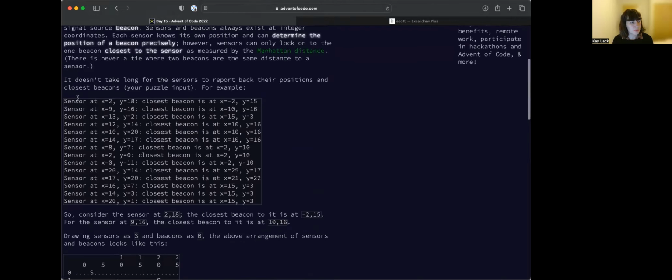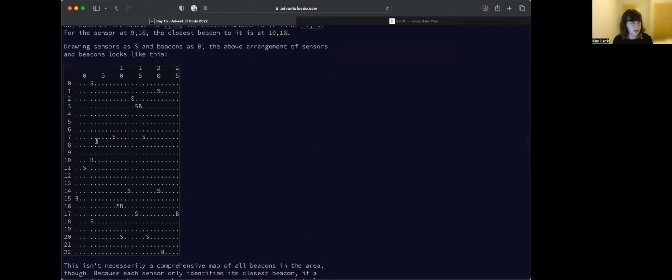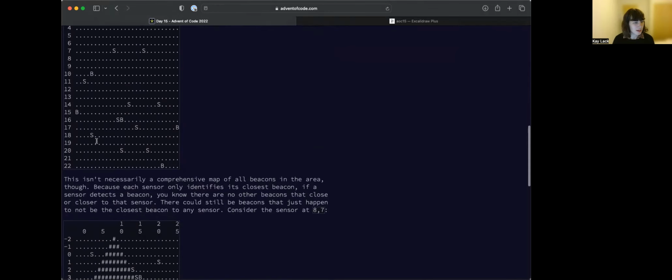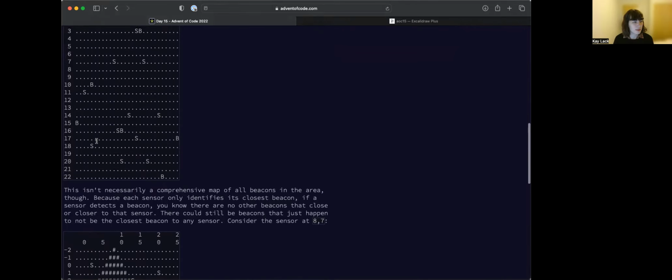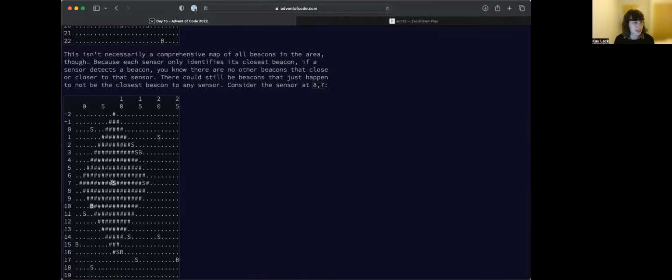So we've got this input: sensor at XYZ, closest beacon at XYZ. They all go onto this grid. I say this grid, we'll come back to that. And the rule is that a sensor has a closest beacon, and so we can say that there are no other beacons in this zone, because if there were, they would be in this zone, and this wouldn't be the closest beacon anymore. That's that, really. Simple idea.